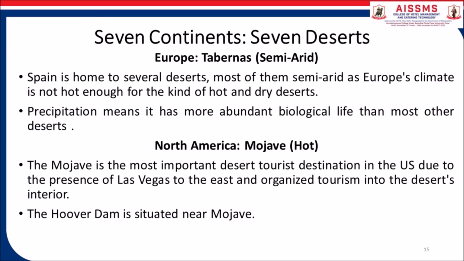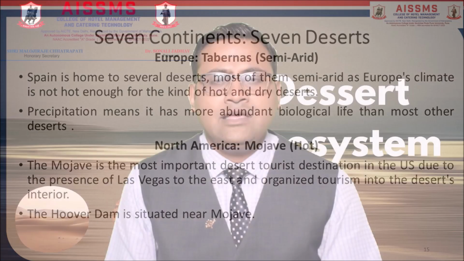Next, North America, in which a famous desert called the Mojave Desert is situated. The Mojave is the most important desert tourist destination in the US due to the presence of Las Vegas to the east and organized tourism into the desert interior. The Hoover Dam is within its boundary, preserving water for settlements in the Mojave.